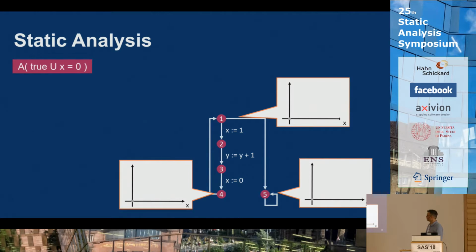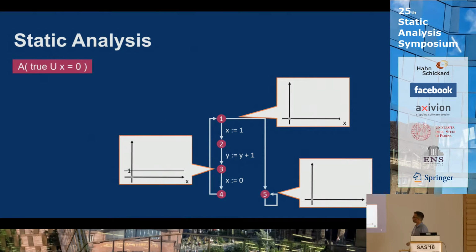Let me start with node 4 here. Again, it doesn't really matter. And I can propagate this backwards. So this is what I got out of my x equals 0 analysis, and now I propagate it backwards, right? So my next statement is x gets 0, and that gives me this property, right?